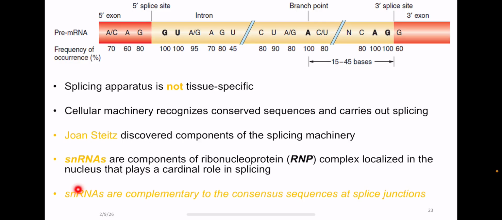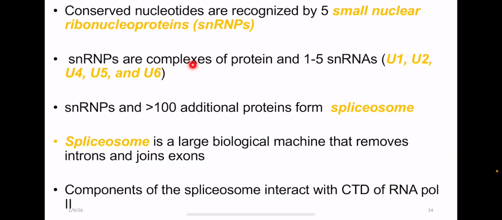So ideally we can put it this way, that the snRNA component of the spliceosome is complementary to the consensus sequence at the splice junctions. This makes it able to bind to the intronic regions. So when the spliceosome is coming in, it knows where to bind and where to cut because it has snRNAs, and these snRNAs are complementary to the target sites.